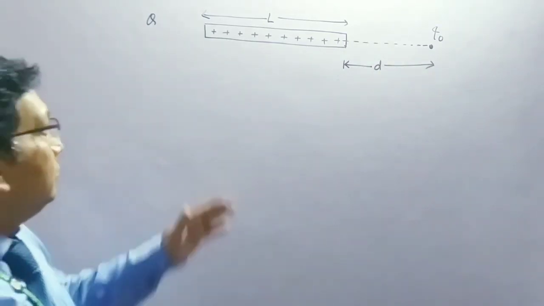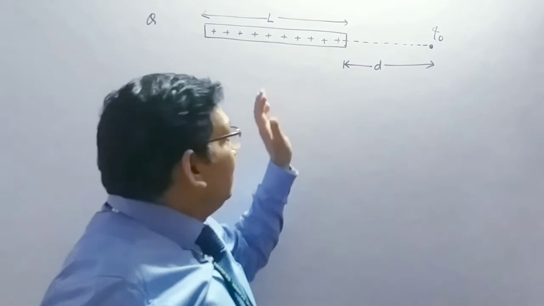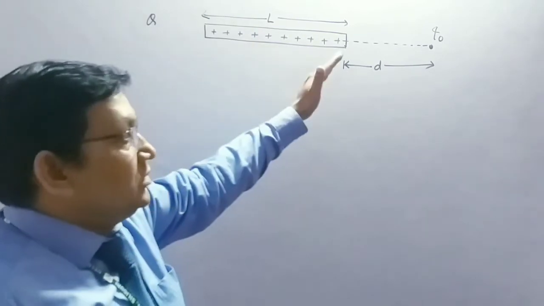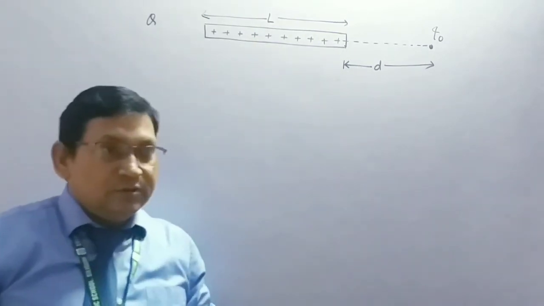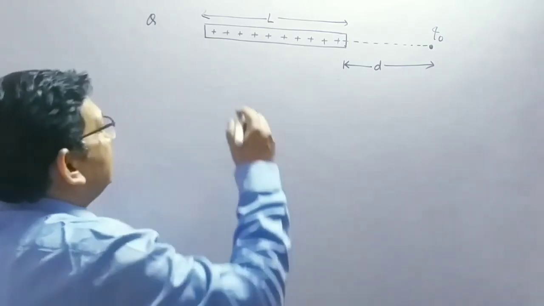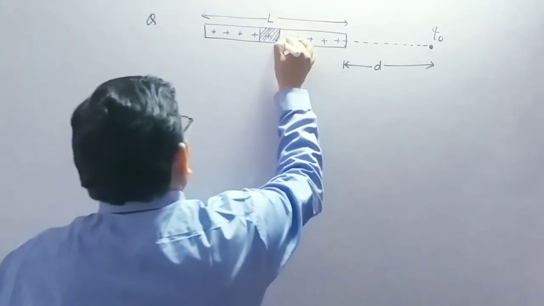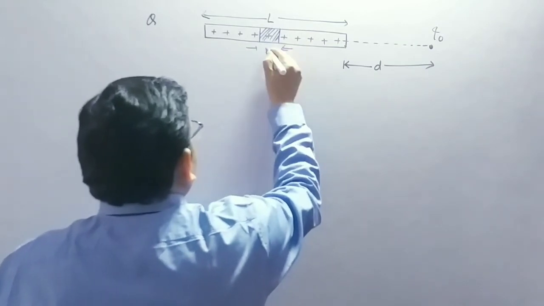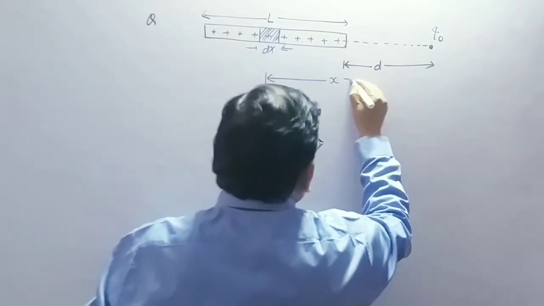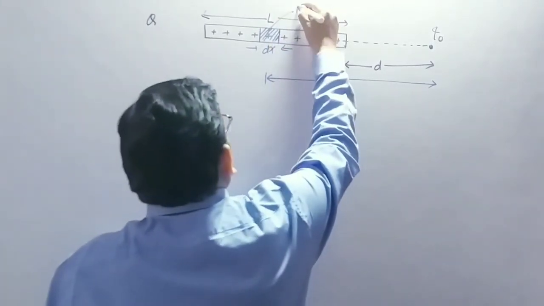So we have a uniform rod of length L. The charge is uniformly distributed. We have to find the net force on charge q naught due to this distribution of charge. So what is the technique we have learned? First of all, consider a small element. This element dx is at a distance x from q naught, and in this small element we have charge dq.